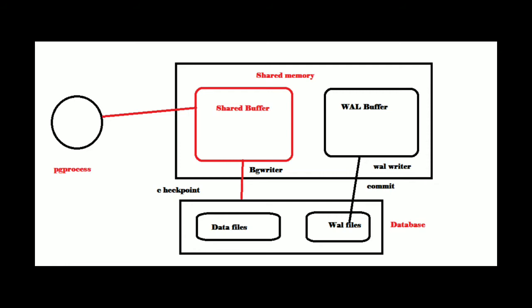At the time of commit, all the data from the wall buffers is written into the wall log files through the wall writer. Now the dirty blocks are written into the data files at the time of checkpoint through the bgwriter. What is a bgwriter?